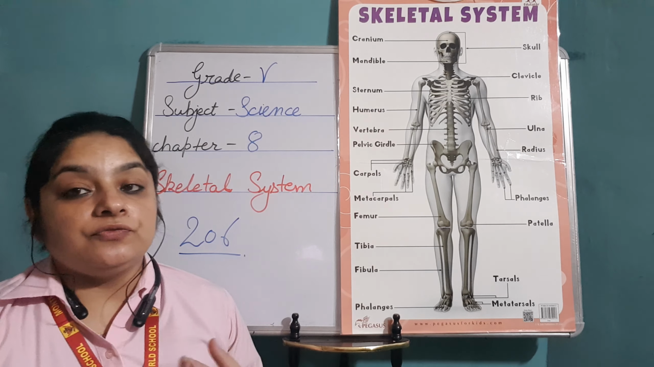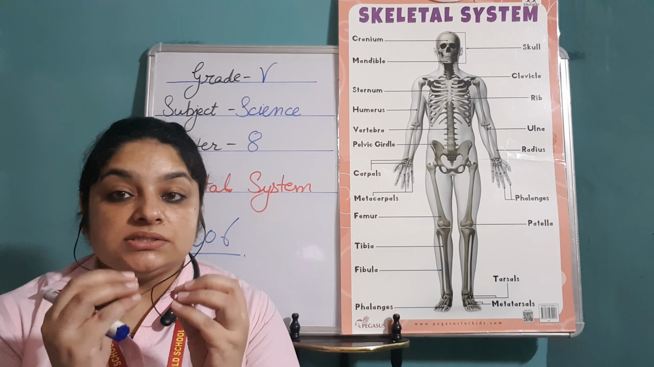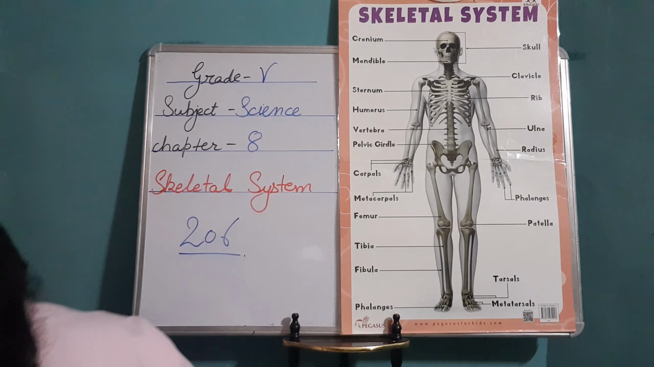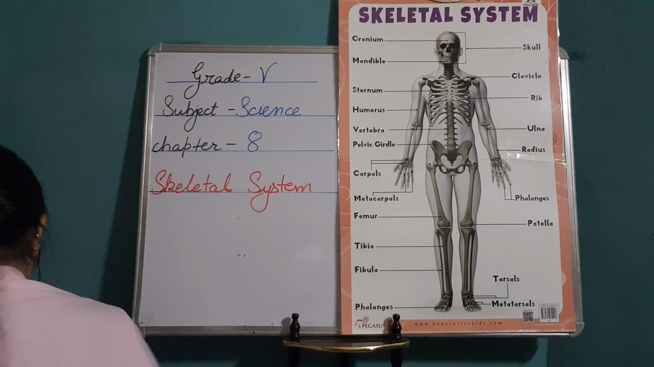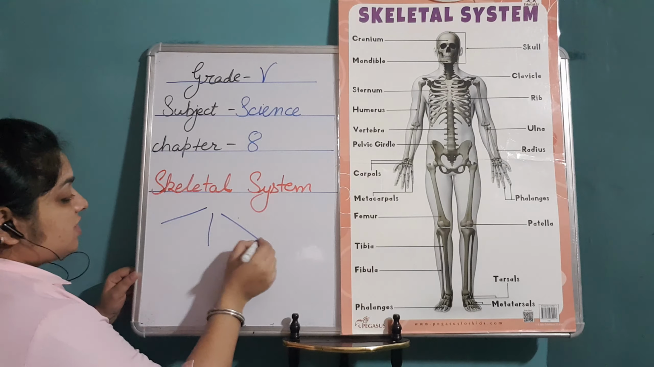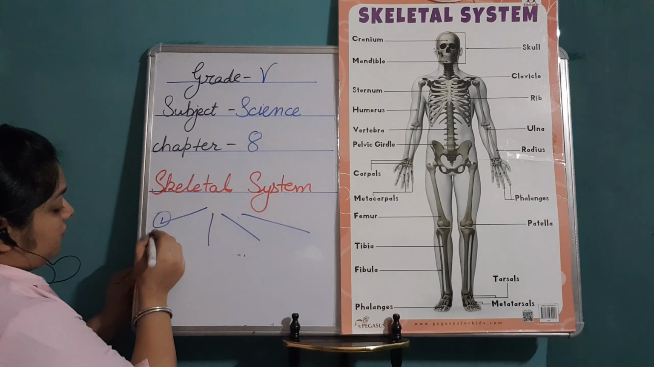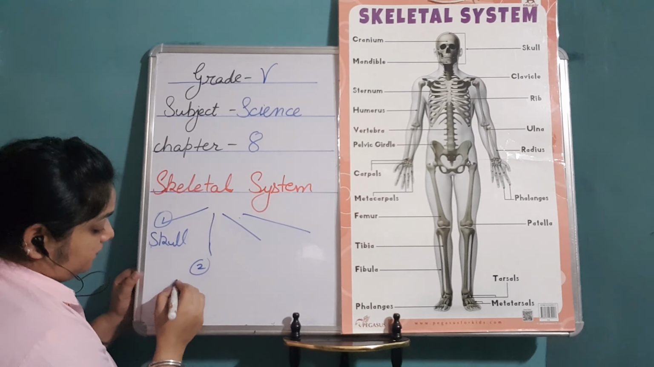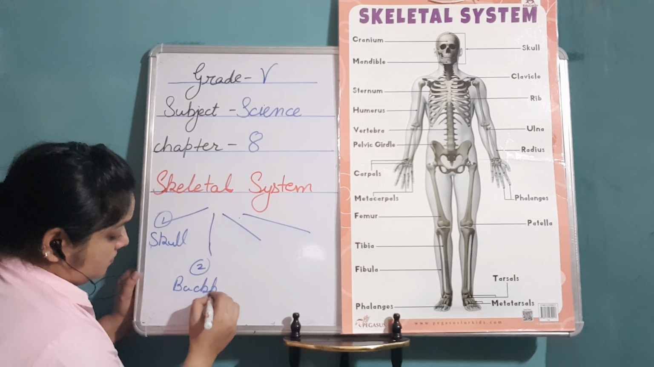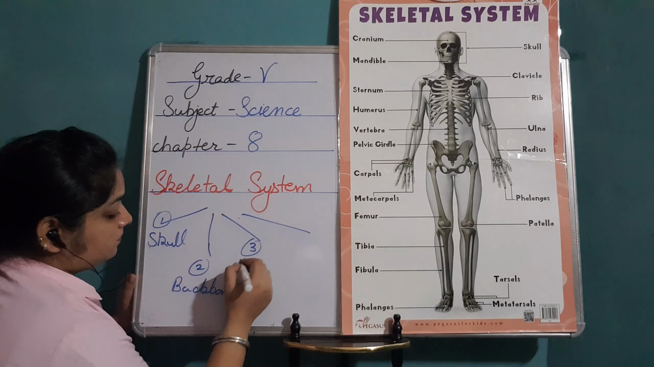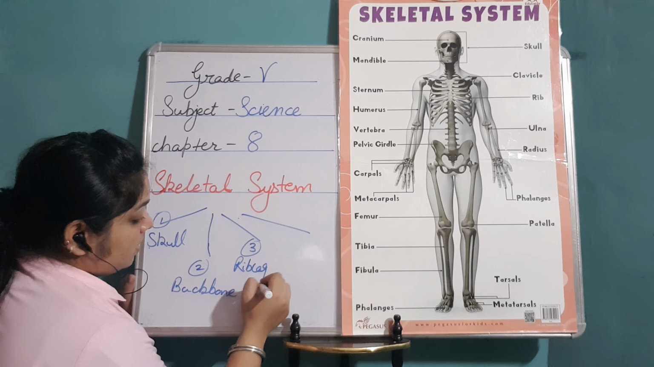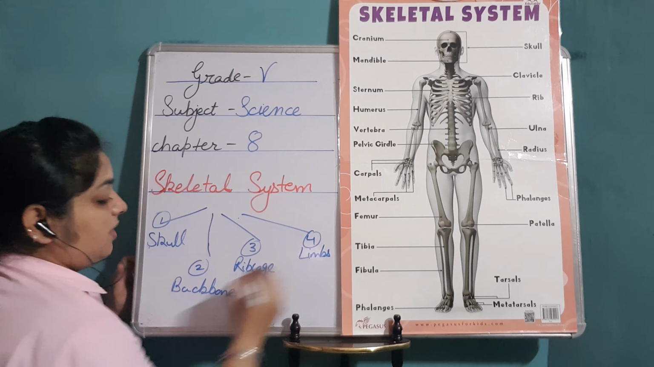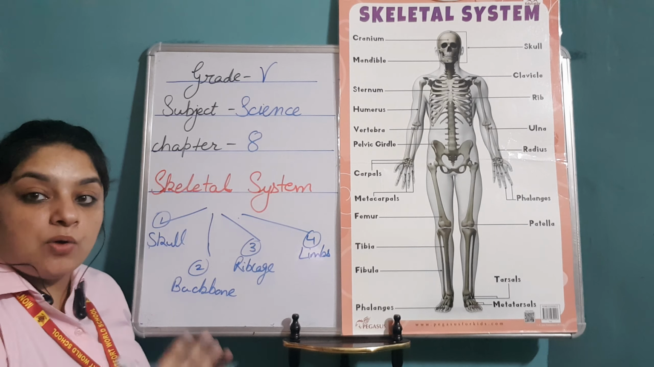Now we can divide the skeletal system into major parts as, first of all, skull, second, backbone, rib cage and limbs. One by one we will study about all of these.